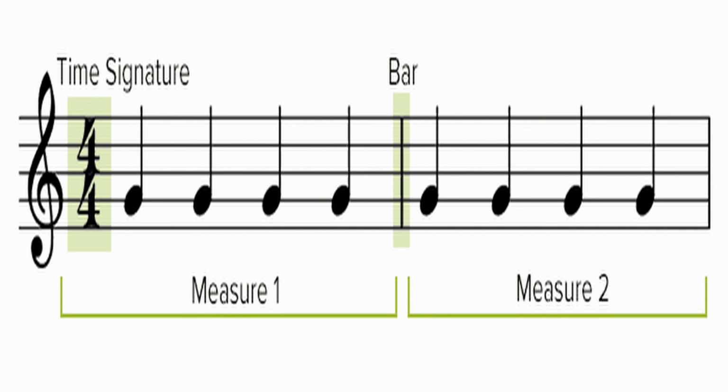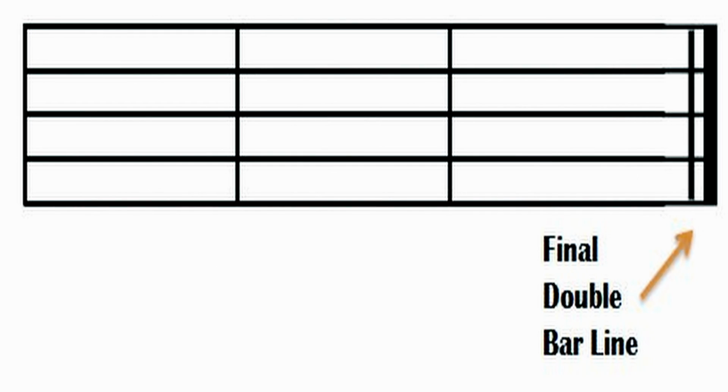And measures can also be a form of checkpoint. In a rehearsal, your conductor might ask you to start at measure 42, and every single player will be able to find measure 42 and start at the exact same place confidently every single time. And the last thing I'll mention about measures and bar lines is what's called the double bar line.